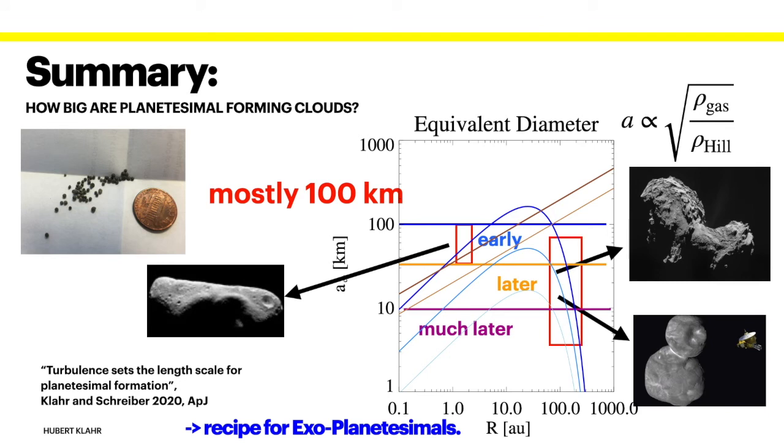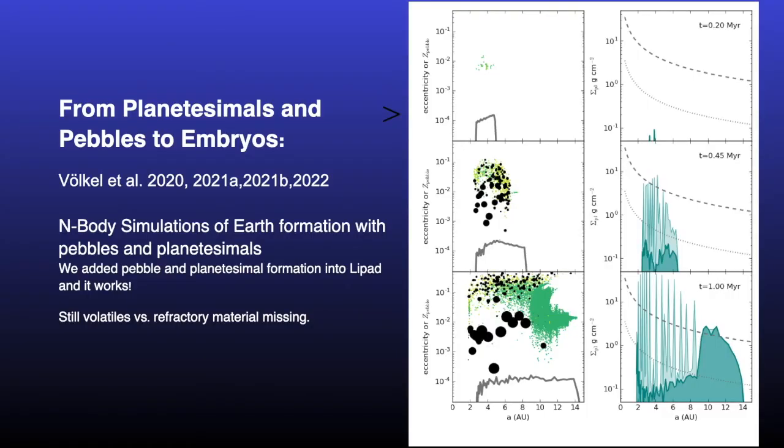Now just a final step. We are now forming planetesimals based on a prescription of pebble flux, and we give them a certain initial size, and we can put them in a numerical simulation, an N-body simulation done with the LIPAD code in collaboration with our friends in Boulder, Harold Levison, and most importantly, Rogerio Deienno, who is doing all these simulations together with Oliver Völkel.